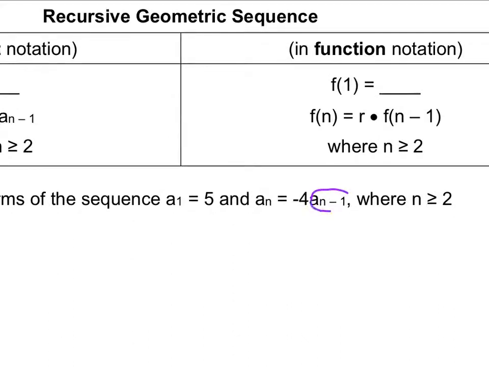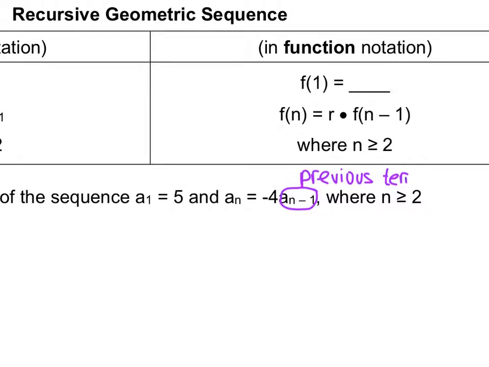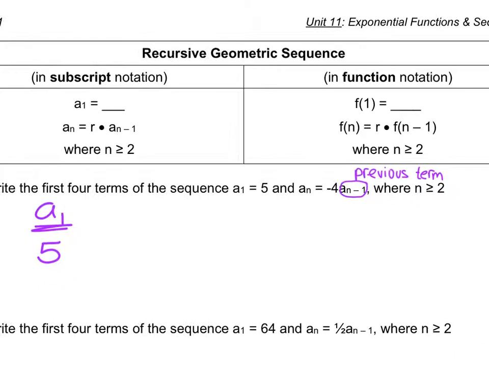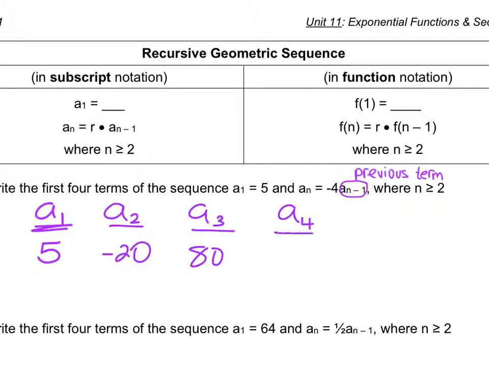So, again, this is the previous term in the sequence. So what would my second term be? The previous term is, yeah, it's going to be negative 20. The previous term was 5. We're multiplying by negative 4, so negative 20. Then we have an 80. Then 4, and then what, negative 320?